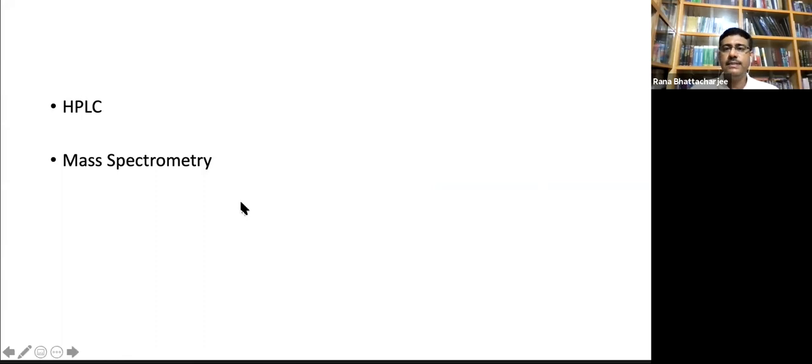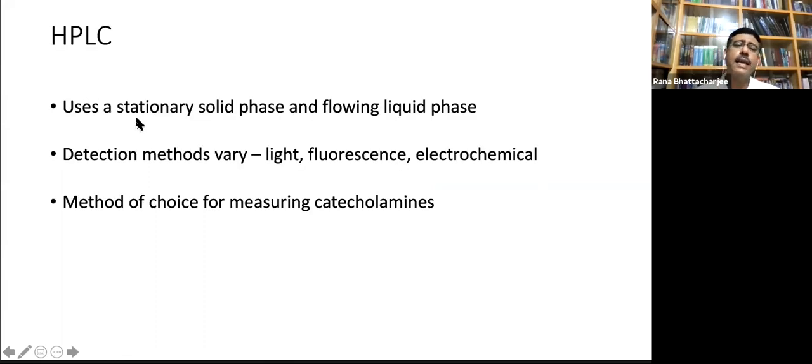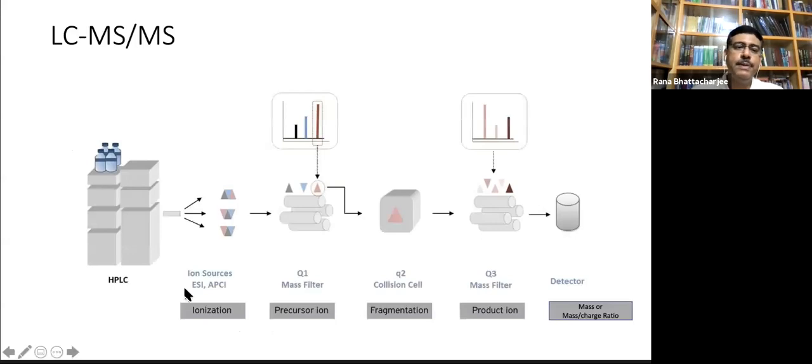So one of the structure-based assays is HPLC. The basic principle is that it uses a stationary solid phase and a flowing liquid phase, and the analytes get attached to the solid phase depending on their mass. These can be detected by various methods like luminescence, fluorescence, or various electrochemical methods. As an example, HPLC worldwide is the most commonly used method for measurement of catecholamines, particularly metanephrine and normetanephrine.